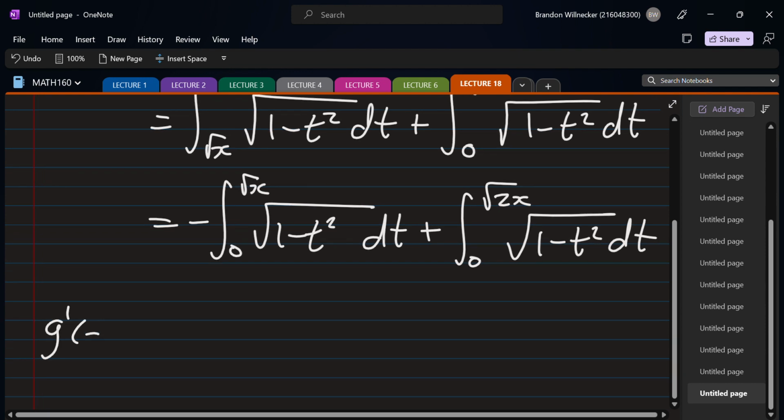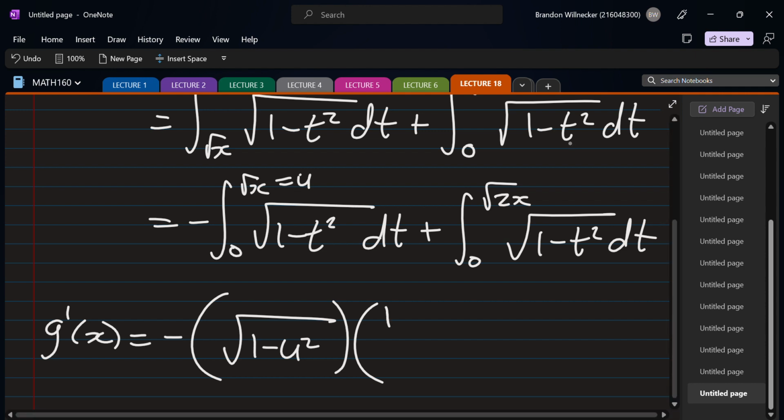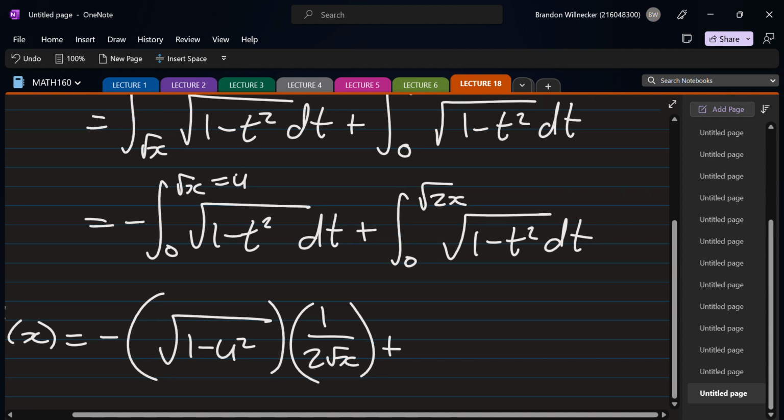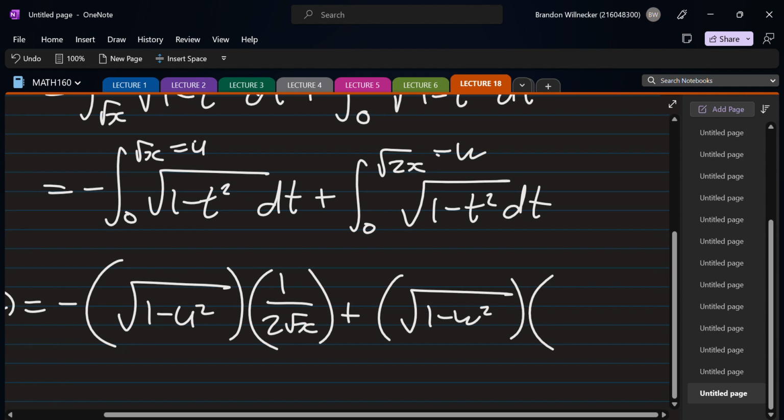So g prime, we have a minus. Okay, we need a u substitution, so we put u is equal to root x. So we have root 1 minus u squared. du by dx, that's going to be 1 over 2 root x. Plus, second term, we can do a w substitution. So that's going to be root 1 minus w squared. dw by dx, that's going to be root 2 over 2 root 2x.